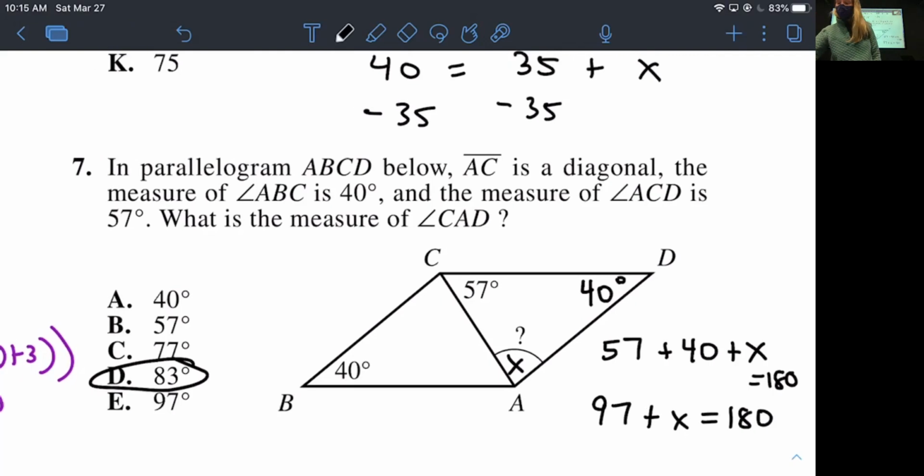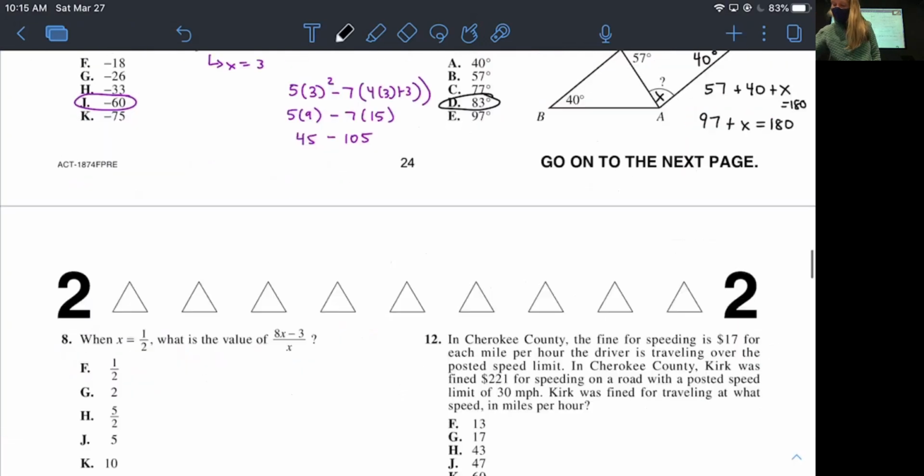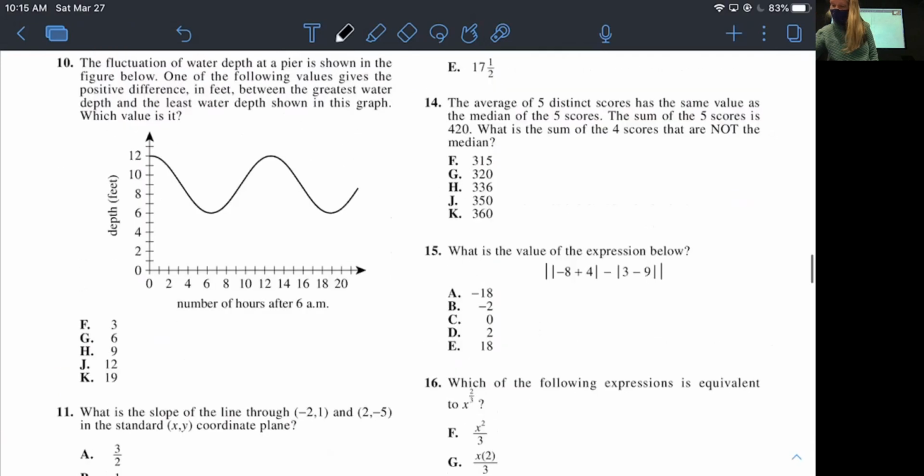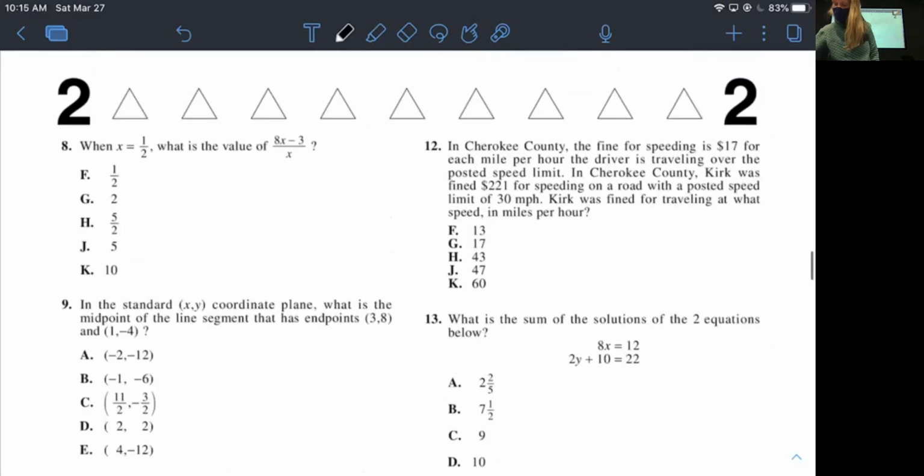All right, let's go to the next page. Do you guys try 8 through 16? Go.